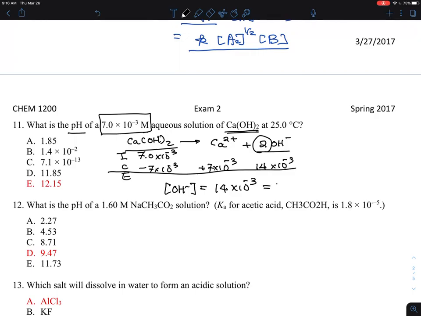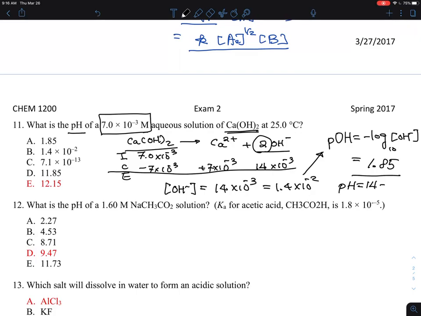Well, you can do 1.4 × 10^-2. So from here, you can calculate pOH, which is minus log10 of OH minus. And that gives me 1.85. And then what do we do? pH is 14 minus 1.85, and that will give me 12.15. So this problem is solved.